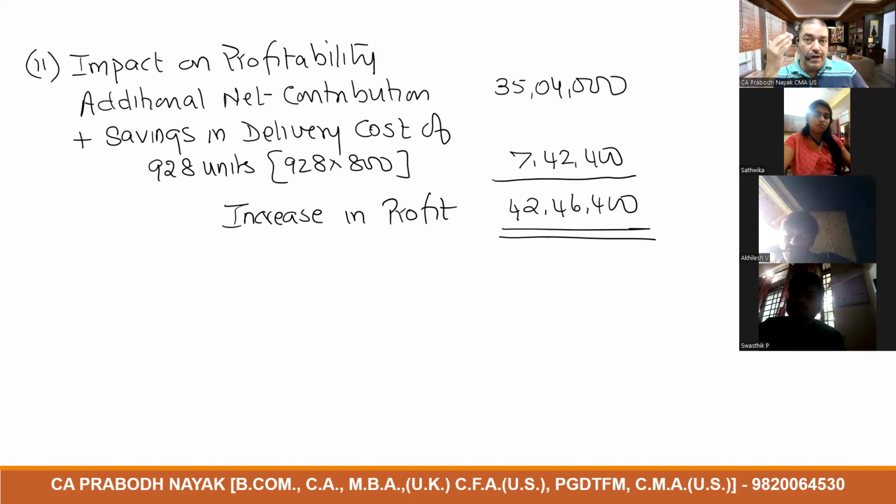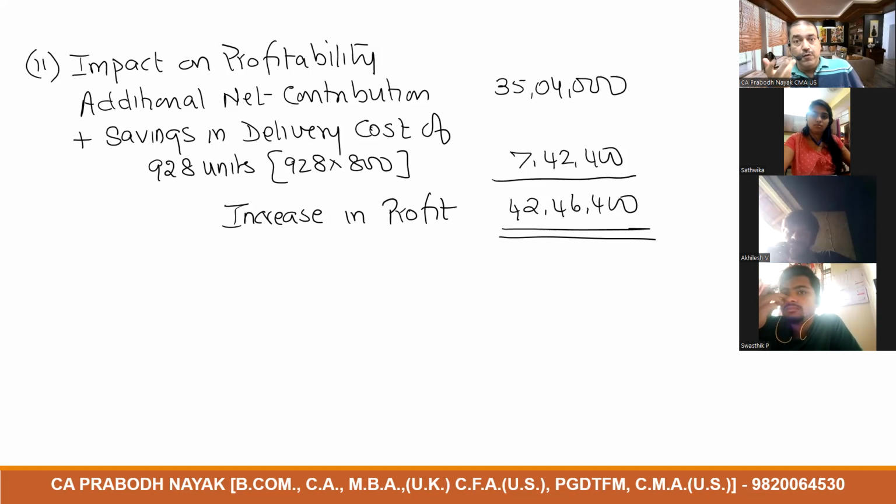So had we done this earlier also, when we were manufacturing those 30,000 units, there would have been no delivery cost. The delivery cost of 800 rupees would have been saved. So the profit would have increased. If we had done this earlier, the profit would have increased by 42,46,400. So we'll stop here for today.